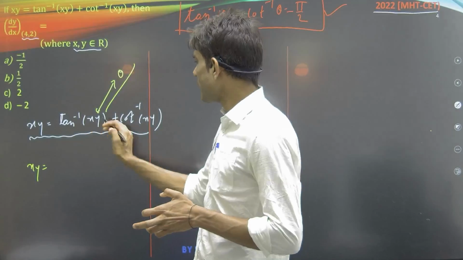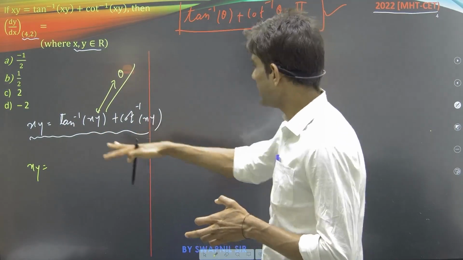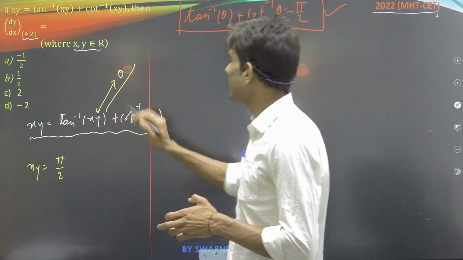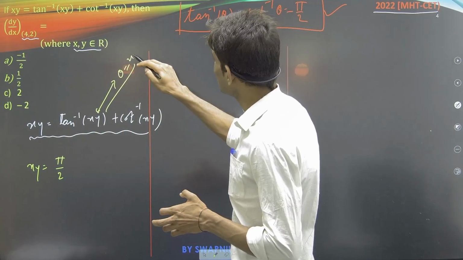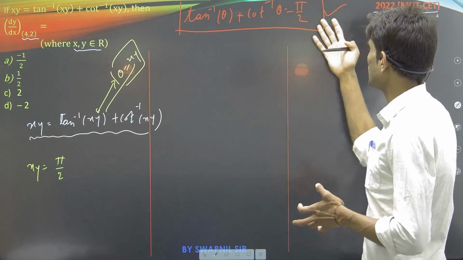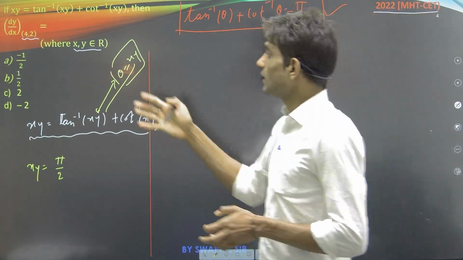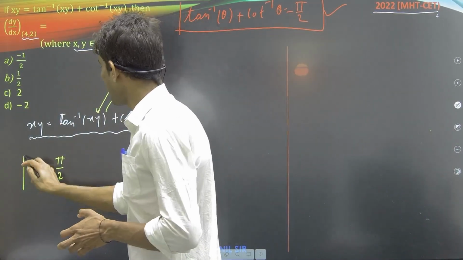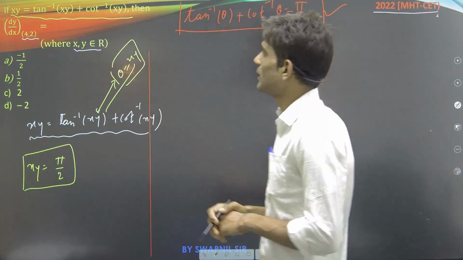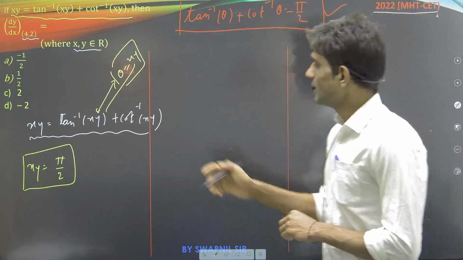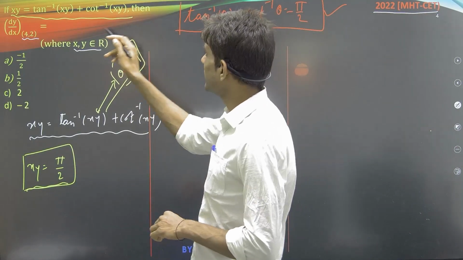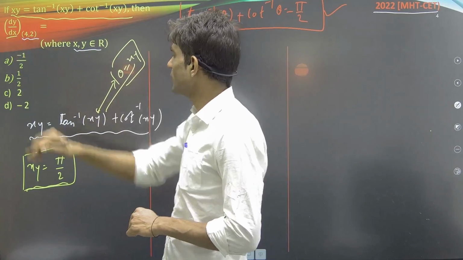So tan inverse of xy plus cot inverse of xy can be written as pi by 2 only. I consider xy as theta, and tan inverse of theta plus cot inverse of theta gives us pi by 2. Now this is the simplified form of our given function. Our function says that xy equals tan inverse of xy plus cot inverse of xy, and the simplified form is xy equals pi by 2. Go for finding the differentiation and find dy by dx.